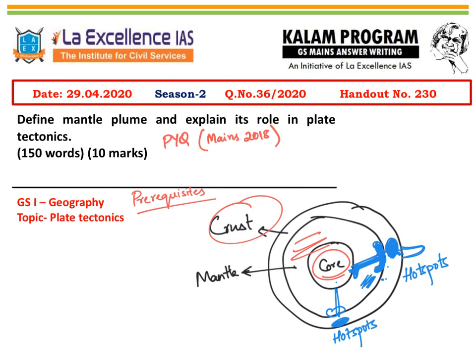It results in the breakup of the continent. Why? Because it is exerting some tension. As a result, the continent which is overlying will break up, there will be a rift formation, and hence it will help in the formation of new plates. Rather than movement of plates, it results in the formation of new plates by breaking the continent. So that is the role mantle plume plays in the formation of new plates in plate tectonics.